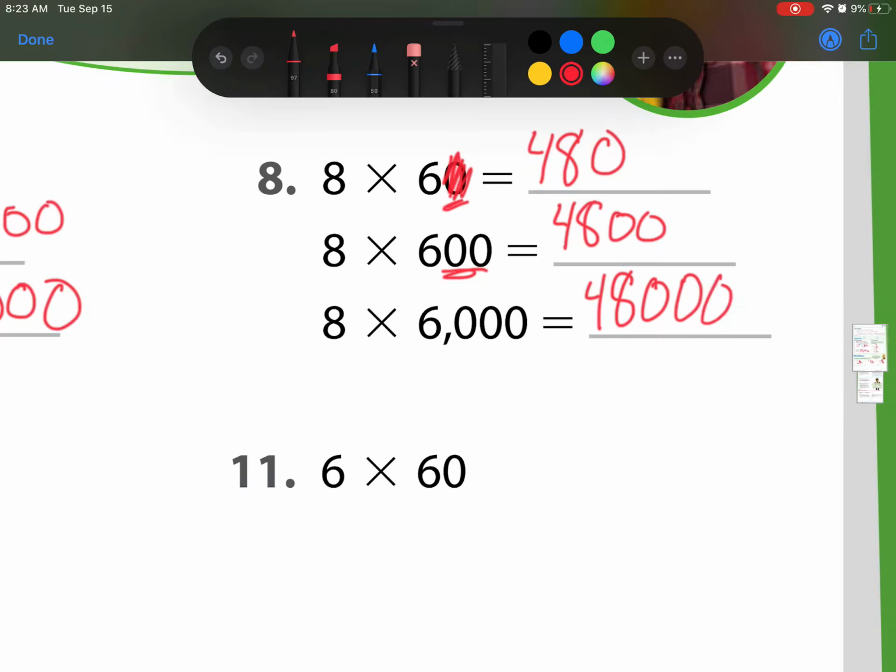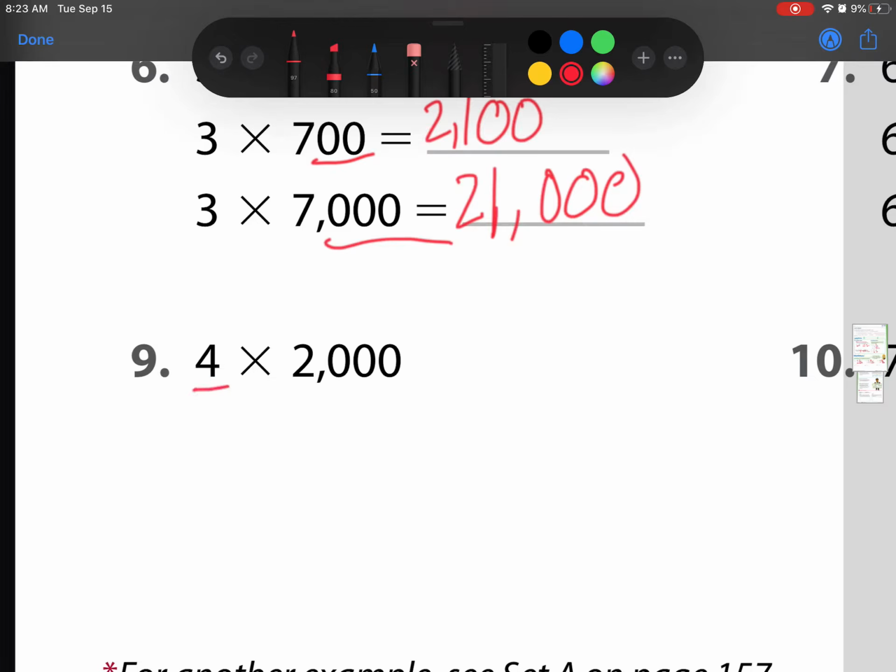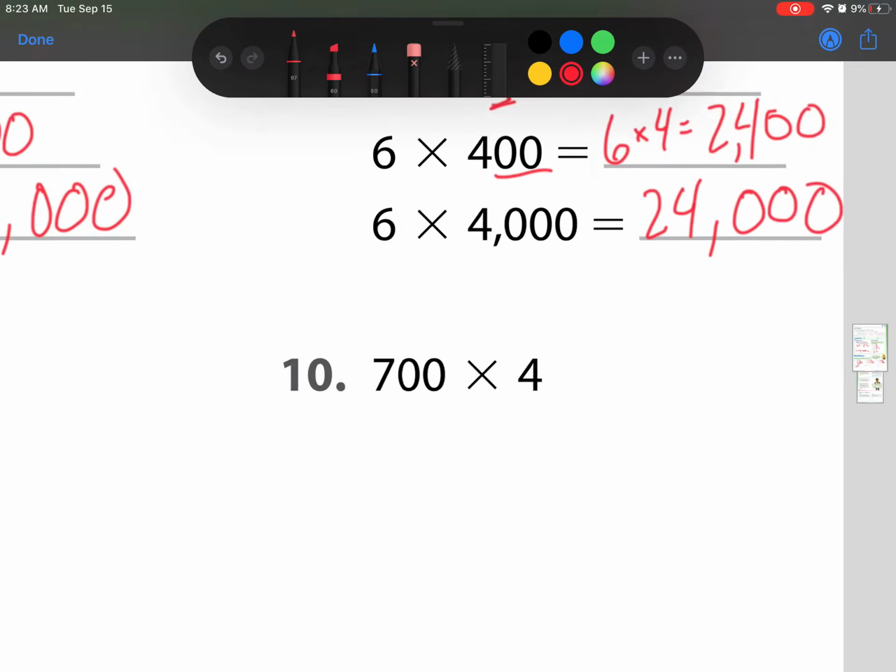And this one we add 3 zeros to it. Okay, let's head on over to number 9. Basic math fact is 4 times 2 is 8. And how many zeros do I add? I add 3. So I'm moving 3 place values. It's going from the ones to the thousands.